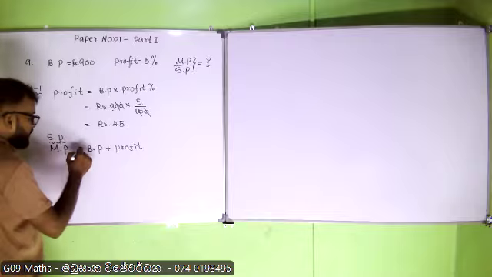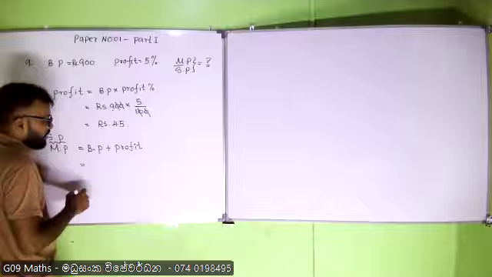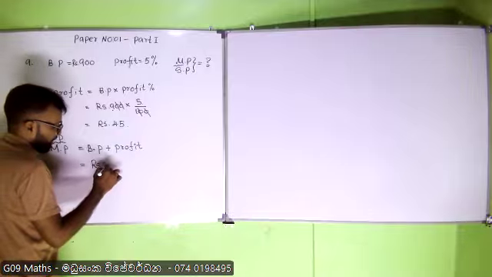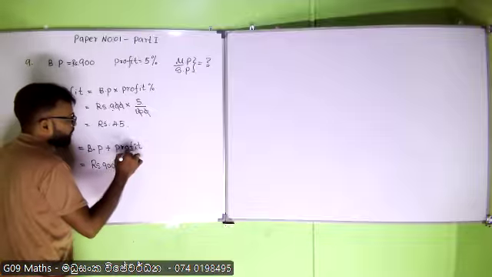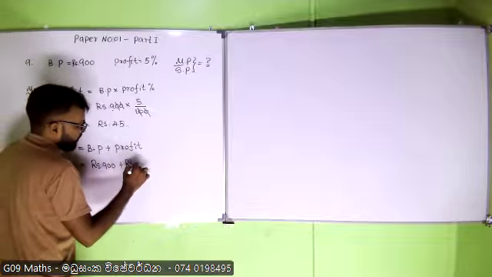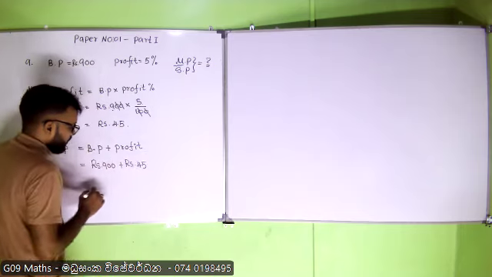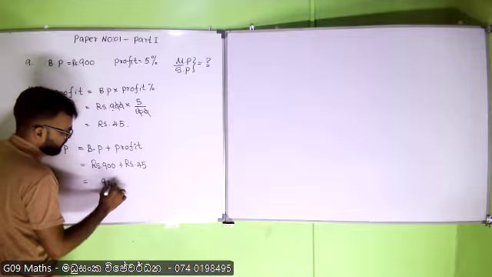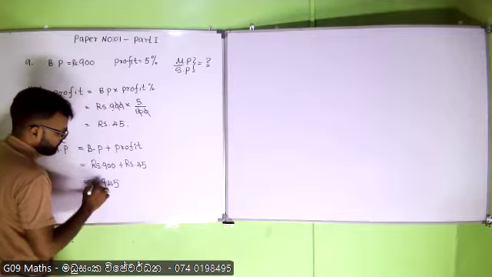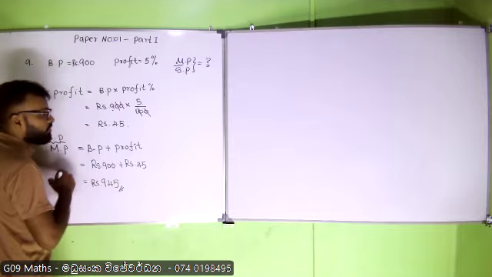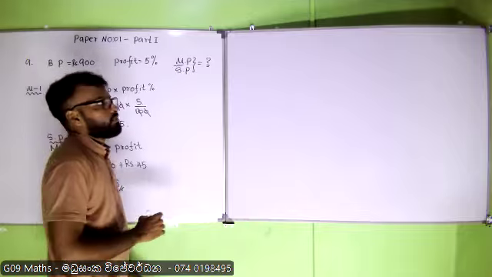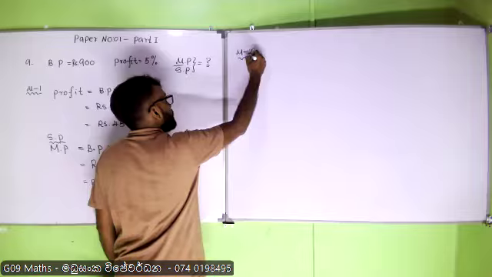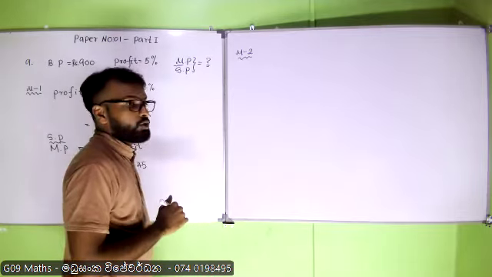Mark price equals buying price 900 rupees plus profit 45 rupees. So 900 plus 45 is 945. Your answer should be this. So this is method 1. If you want to use method 2, you can do it like this. Method 2.